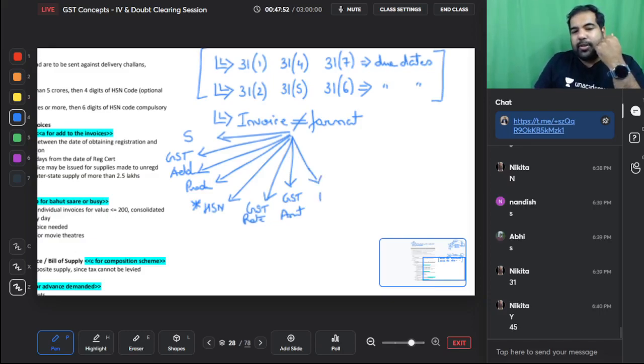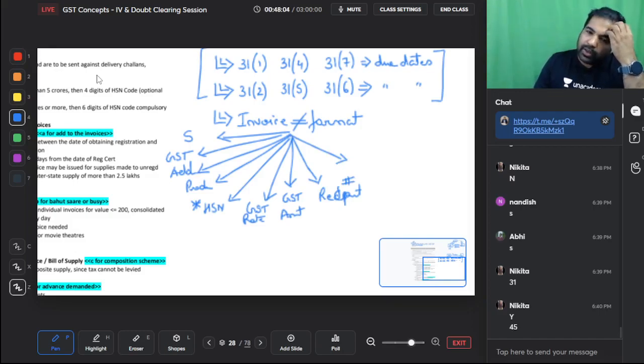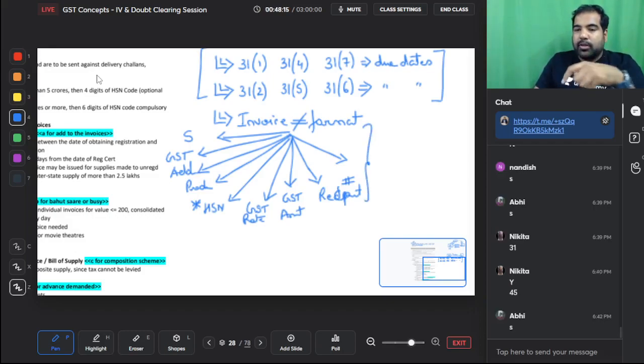Sometimes they also have to mention details of the recipient. I'll tell you when they have to mention details of the recipient. They also have to describe the goods, quantity, all of that. Yes, that's about it. So these are some of the details that they have to give in the invoice. And guys, this is what needs to be put in the invoice. There is no format given.